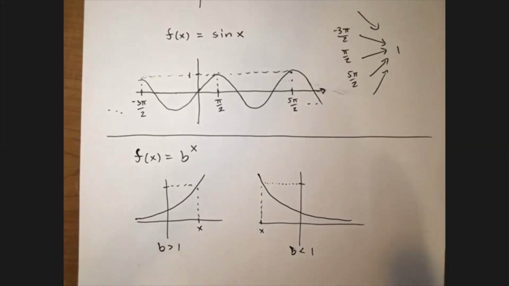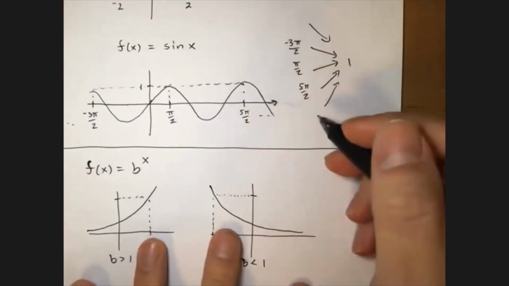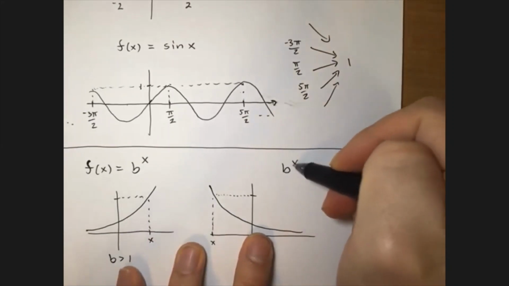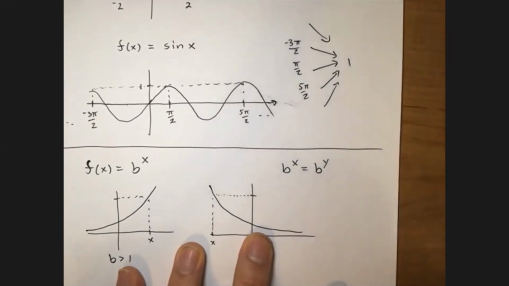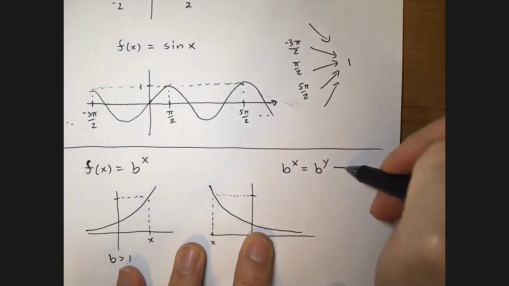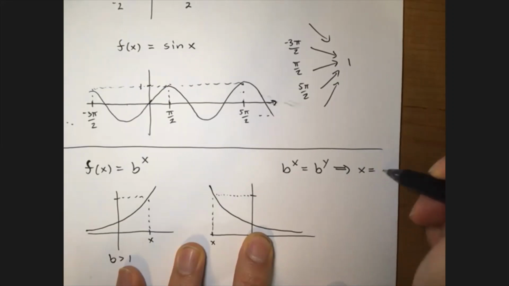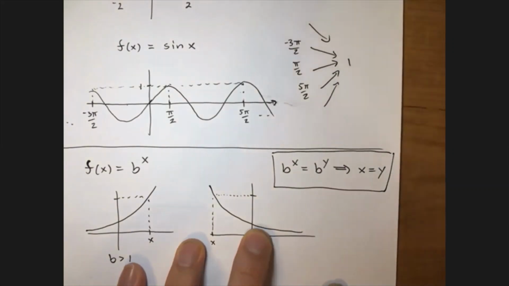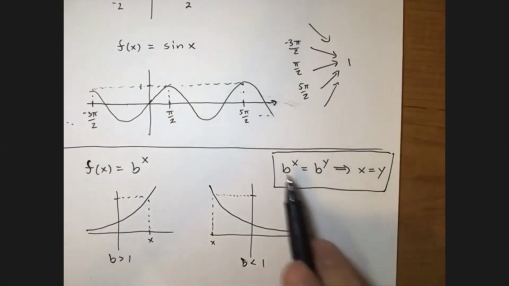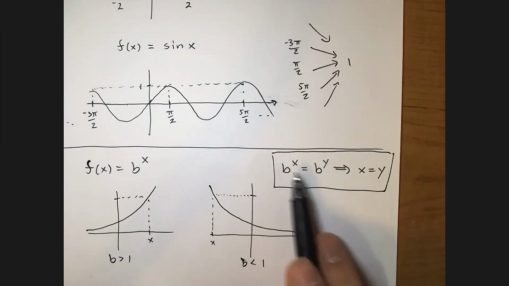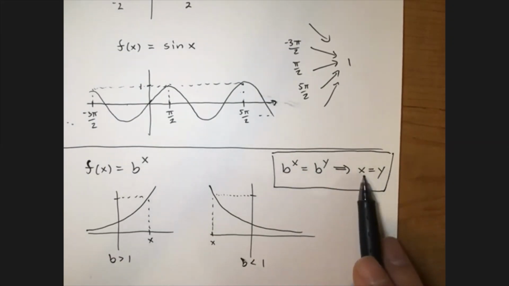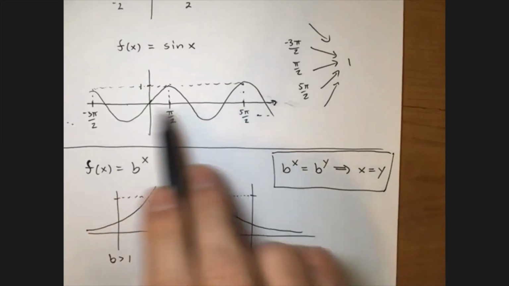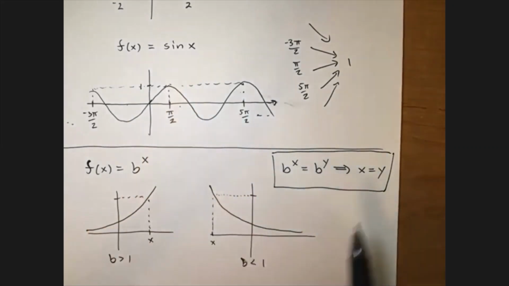And because of that, we have this nice property. If b to the x equals b to the y, so if the outputs are the same, then the inputs must have been the same. x must have equaled y. That's a property that one-to-one functions have, and the other functions we looked at don't have this property. Just because two function values are the same doesn't mean they came from the same place. In fact, with sine, it came from many different places to equal one. But here, if the two outputs are the same, the inputs must also have been the same.